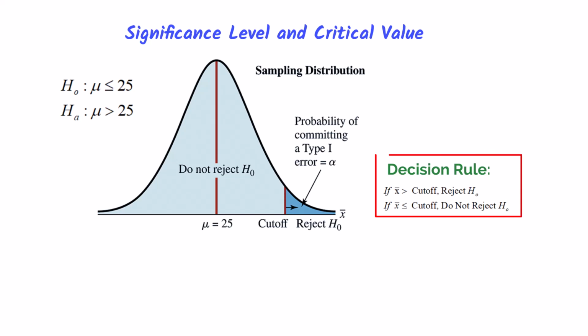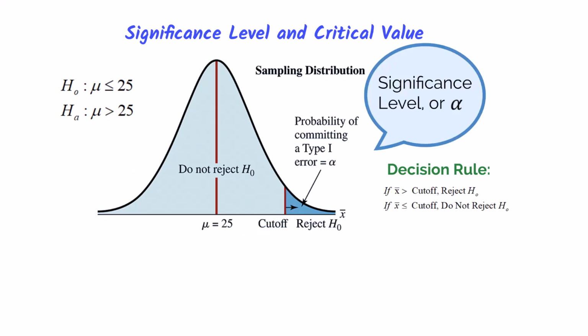So for instance, right here is a decision rule: if the sample mean is greater than some cutoff point in this region, we would reject the null. Or if it's not greater than the cutoff point, we do not reject the null in this region here. This would be the decision rule when we're working with a one-tailed upper tail test.